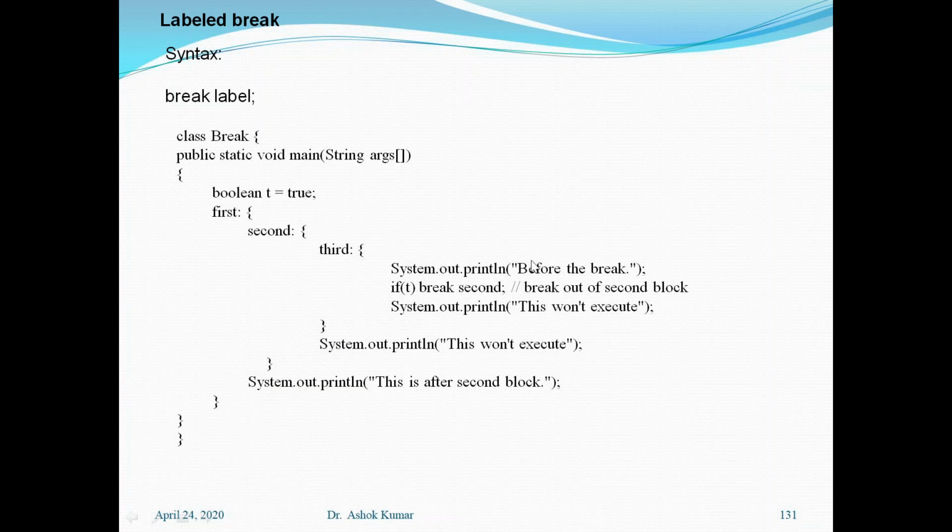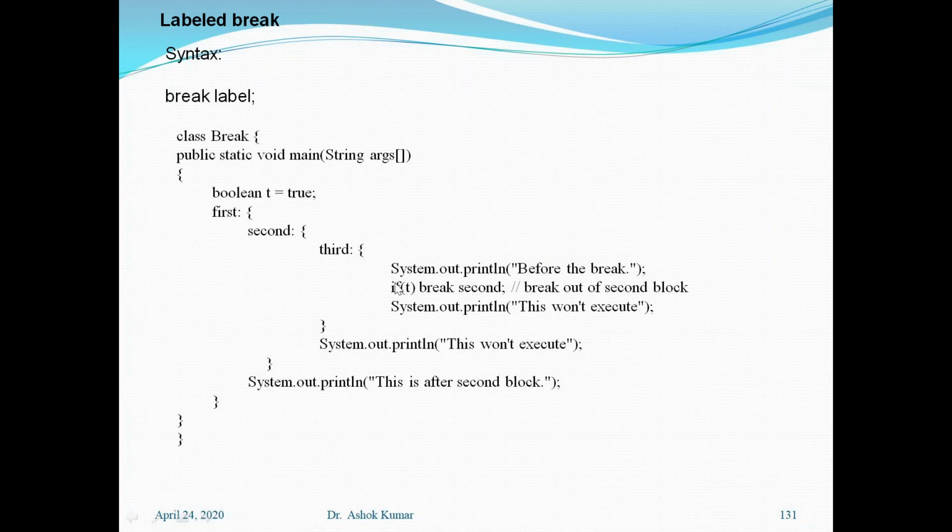So what are we going to get? Let's discuss it step by step. First, t is true, so control will come inside the first block. There is no statement, so it will come inside the second block. There is no statement in the second block in the beginning, so it will come inside the third block. When it comes inside the third block, there is a statement before the break.